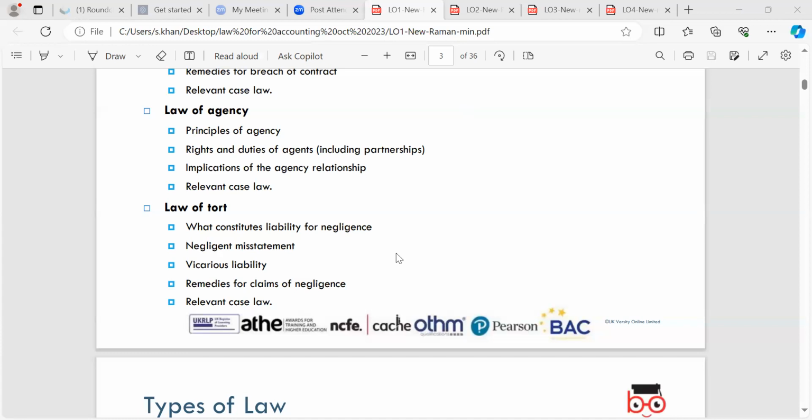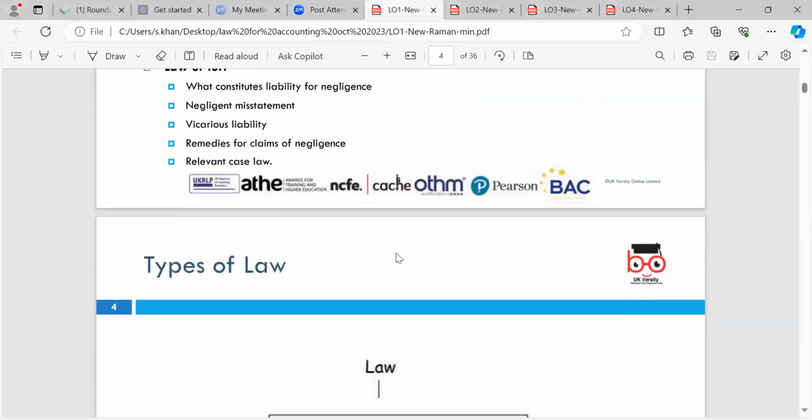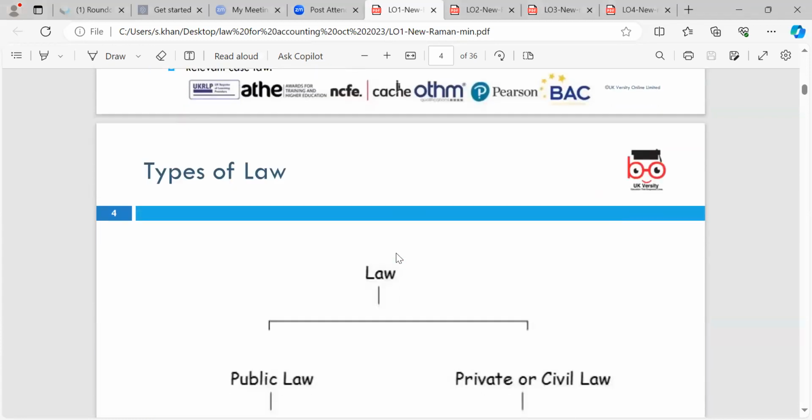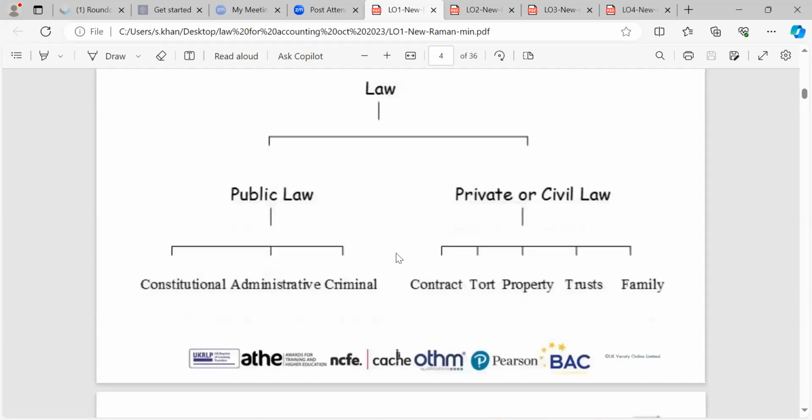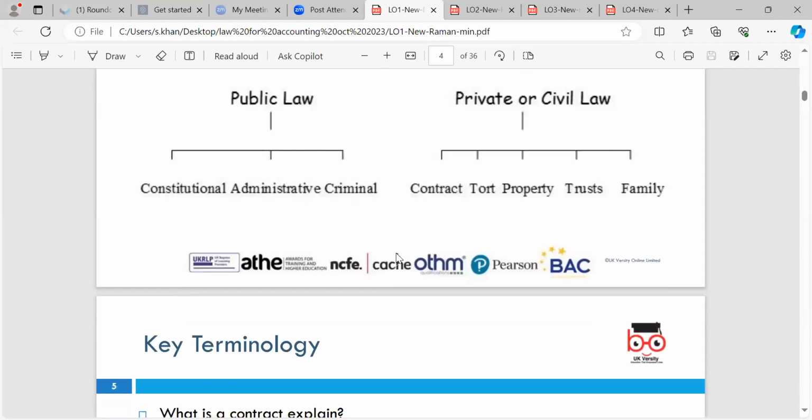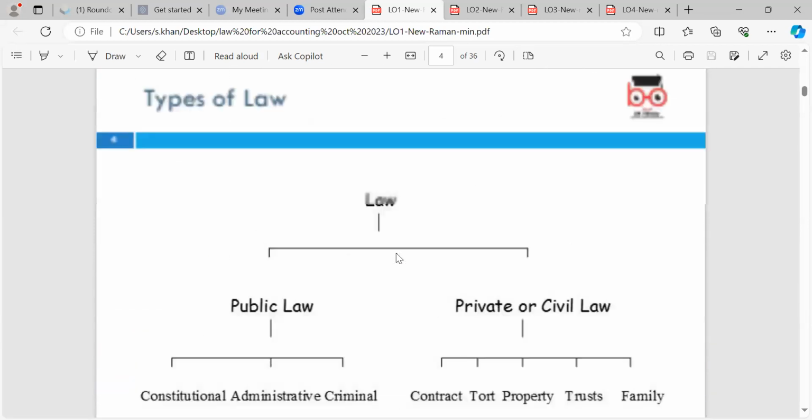We also referred to a little bit, which I'm just going to go a little bit on here, types of law. So we looked at public law, private law or civil law, and what it constitutes. So public law is constitutional, administrative, and criminal, and private or civil law is contract or property and trusts. And then again, we identified what contracts were.